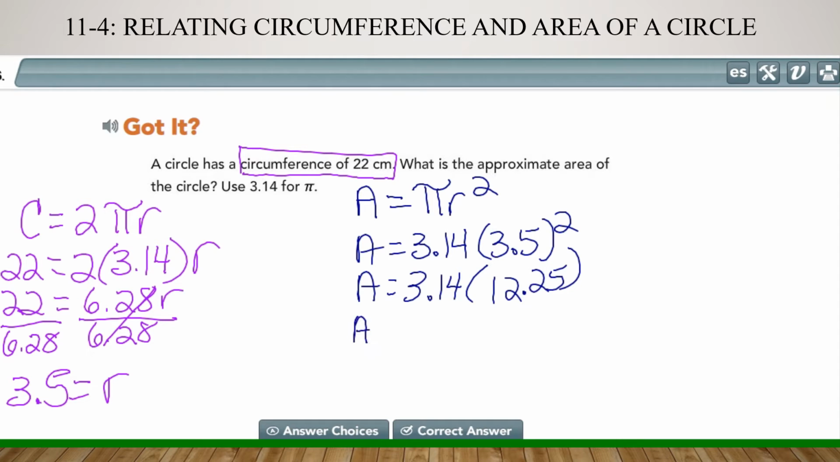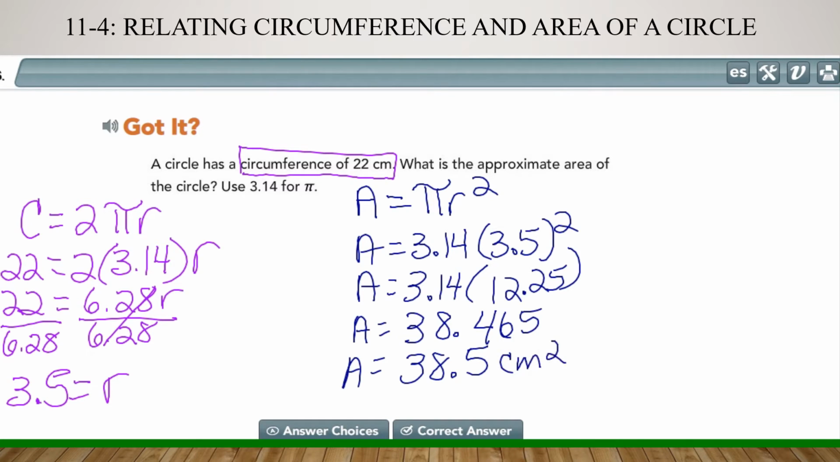Now I have to multiply that by 3.14. And then I get this decimal here. And now I'm going to round it to, let's say, the tenths place. So it'll be 38.5. And do not forget your units. We are talking about centimeters. And remember, area is always squared. So this will be our final answer: 38.5 centimeters squared.